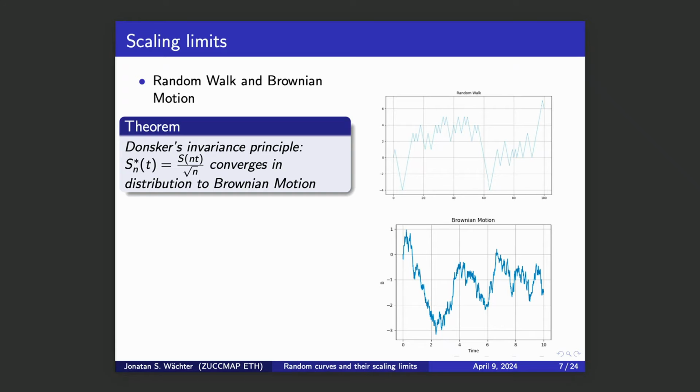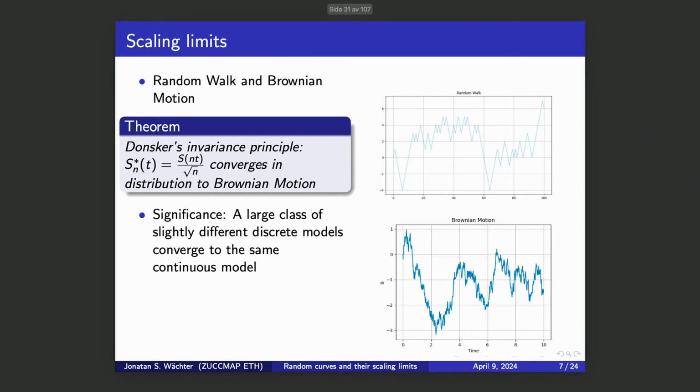And what conditions do we put on the increments here? Very little, actually. So up to rescaling and stuff like that, we need some certain mean zero, we can say, but also like unit variance. But other than that, we don't really make any claims as to what the increments of the random walk should be. And the significance of that is that a large class of slightly different discrete models all converge to the same continuous model. So the continuous model is more natural, right?